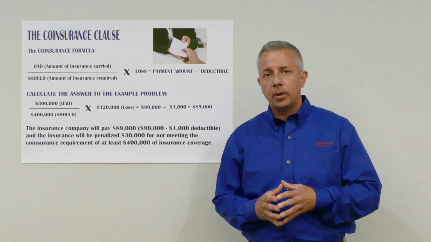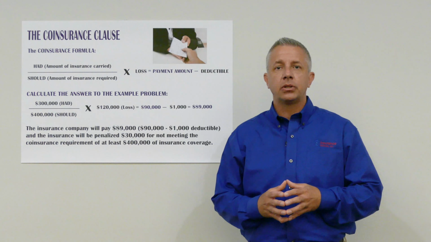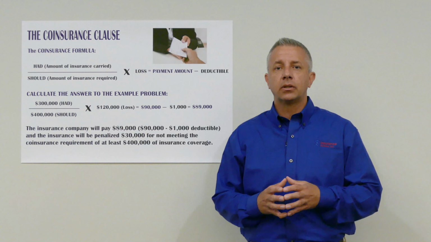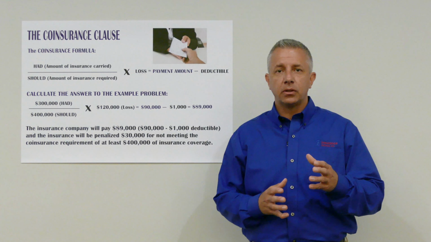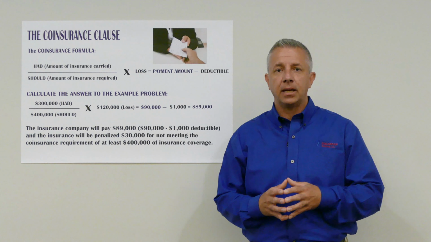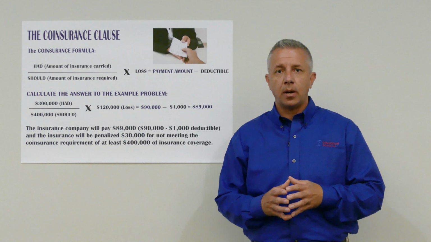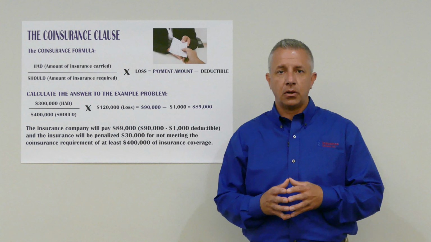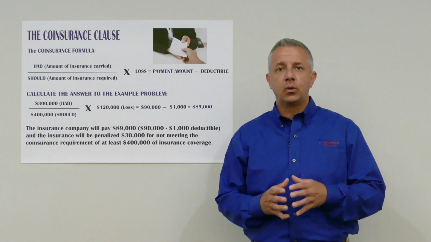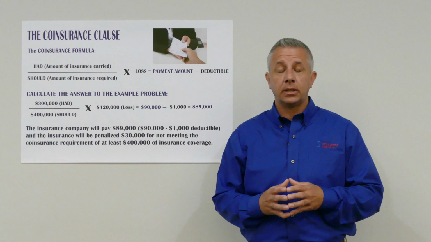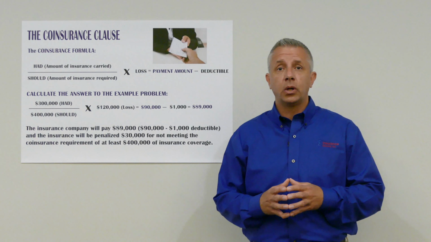So, using the formula to calculate how much of the loss the insurance company will pay, we must divide $300,000, the amount of insurance had, by $400,000, which was the required amount, times the loss amount of $120,000. This equals $90,000. After deduction for the $1,000 deductible, the insurance company will have paid $89,000.